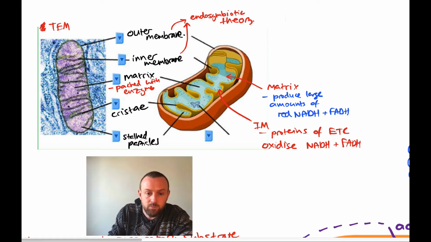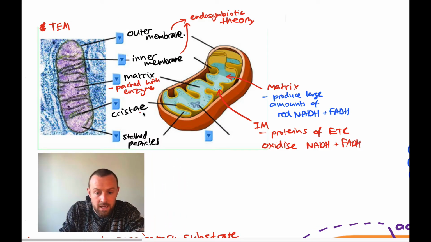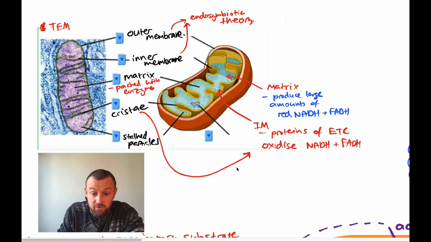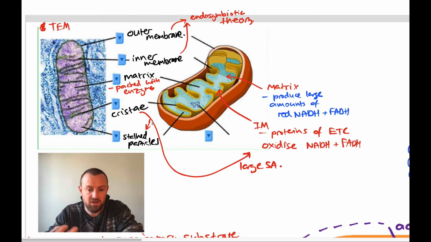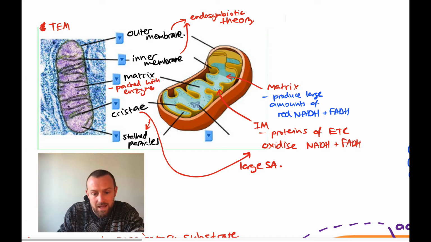The cristae create a large surface area. So there's a very large surface area for the proteins of the electron transport chain, and in fact for the stalked particles. The fact that there's a folded membrane gives it a high surface area for all these things to occur. Now here we have DNA.